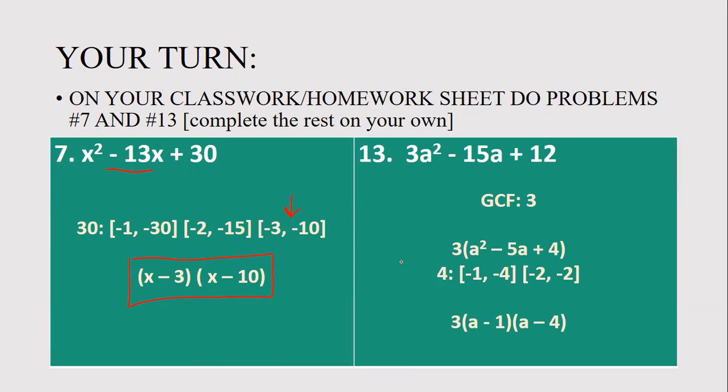Okay. On 13, you had a GCF. So you had to take that out first. So once you took out your GCF, you were left with a squared minus 5a plus 4. So it multiplies to give me 4, but adds to give me -5. Hey, it happens. And you should have gotten -1 and -4. That's it. Day 1 of factoring. How do we feel?